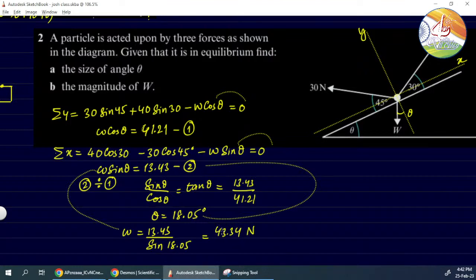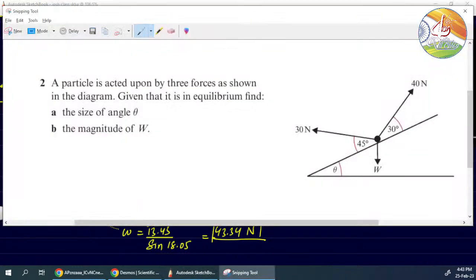Yes. So this is the magnitude, and this is the direction of our known force. Okay. Yeah, this is the angle of slope, actually, not the direction of W. This is the angle of slope and this is the magnitude of weight. Okay. Yes. Let's take the next one.